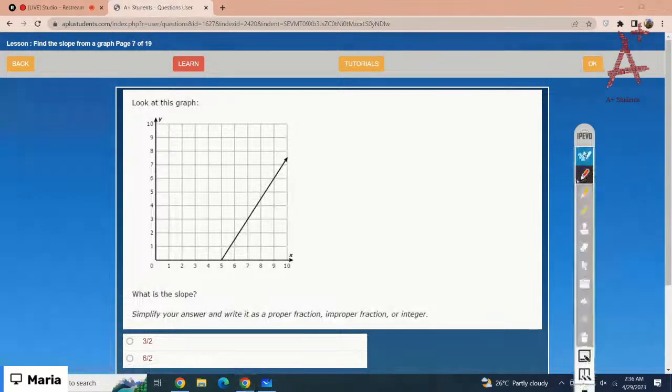Okay, let's just select any 2 points. This one and this one. So just draw a triangle like this. It would be 1, 2, 3, and it would be 2. So it would be 3 over 2.